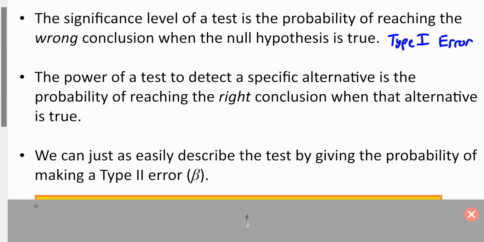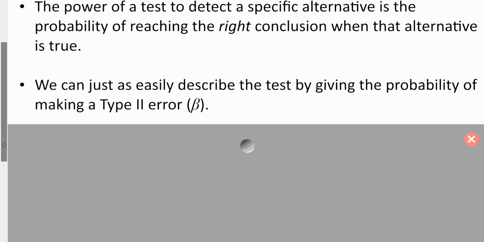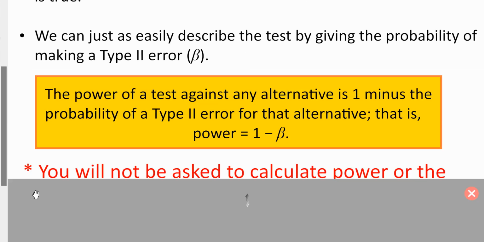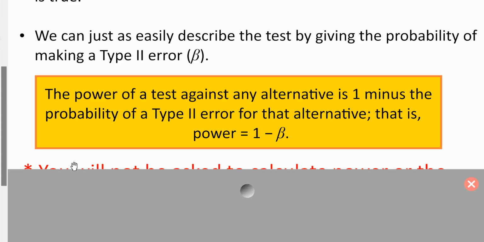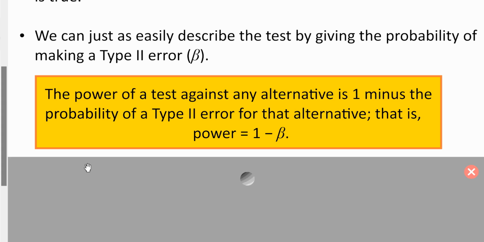Type 2 error is failing to reject when you should have. All right? We can just as easily describe the test by giving the probability of making a type 2 error, because type 2 error would be the opposite of power. So the power of a test against any alternative is 1 minus the probability of a type 2 error. 1 minus beta, we talked about beta briefly, would get you power. In other words, beta, which is the probability of type 2 error, plus power makes up every possibility, so it's equal to 1.